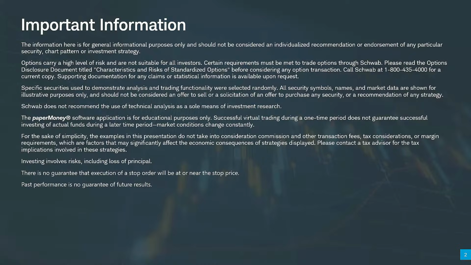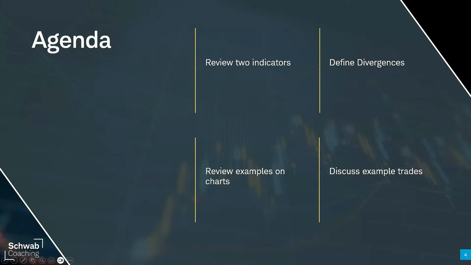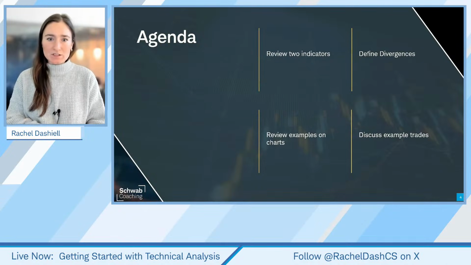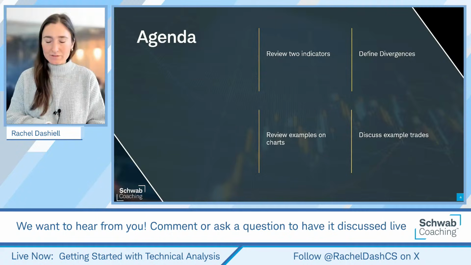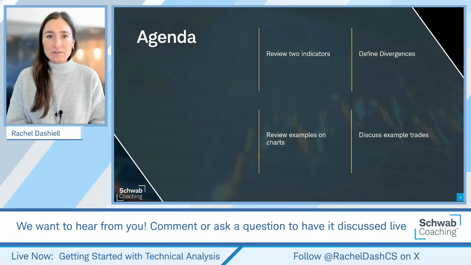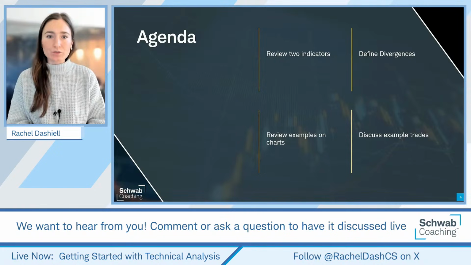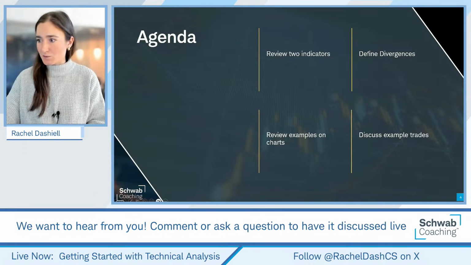So let's dive into what our agenda is today. We are going to just review the RSI indicator today. We're going to talk a lot about that one. We're going to define divergences. We're going to review some examples on charts, discuss the differences between divergences and confirmation, and then we're going to go through some example trades here as well.